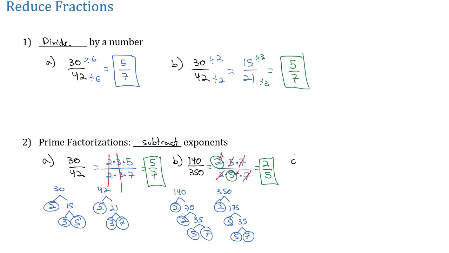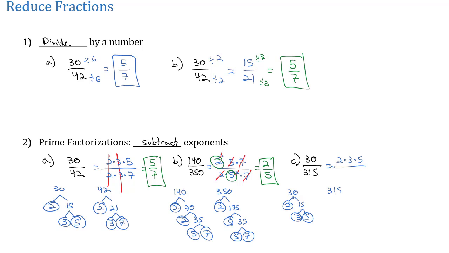Let's try one more. Let's try 30 over 315. Well, the prime factorization of 30, it's divisible by 2, 15 times, divisible by 3, 5 times. So 30 is 2 times 3 times 5.